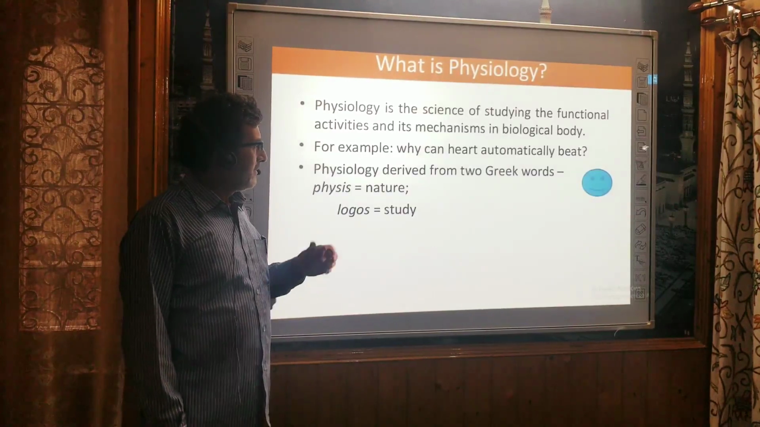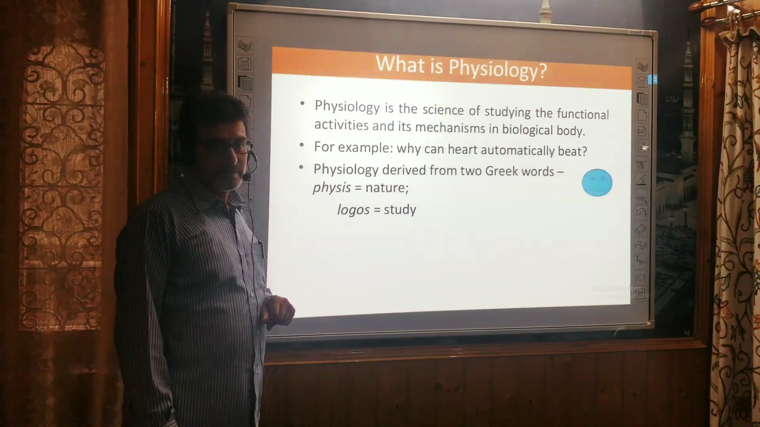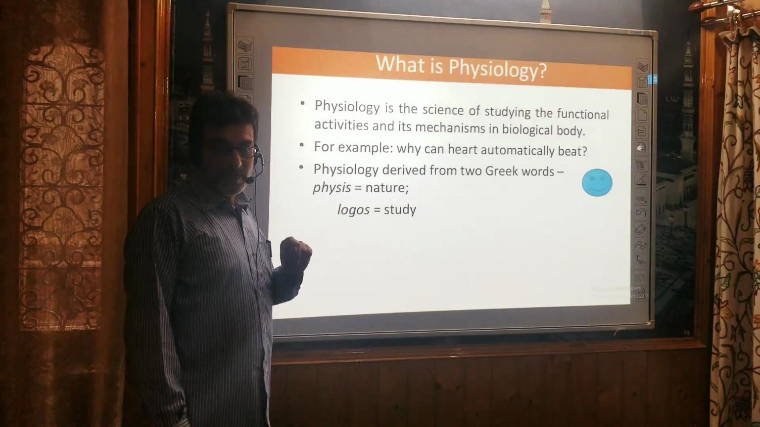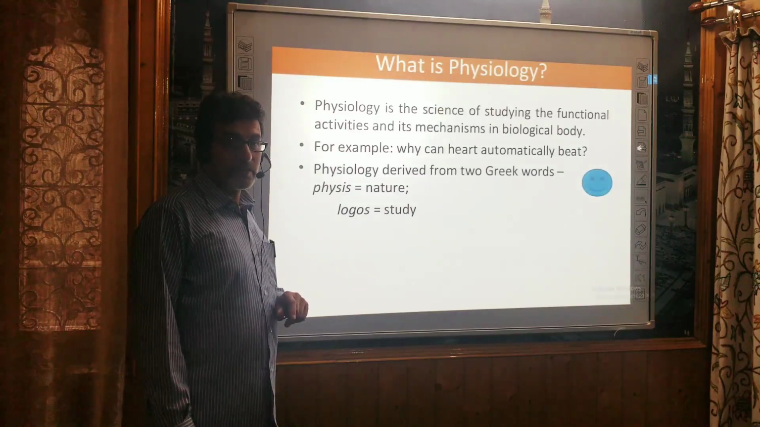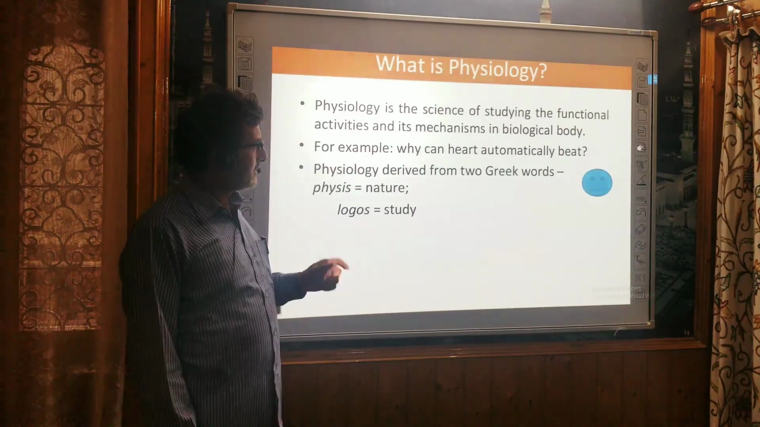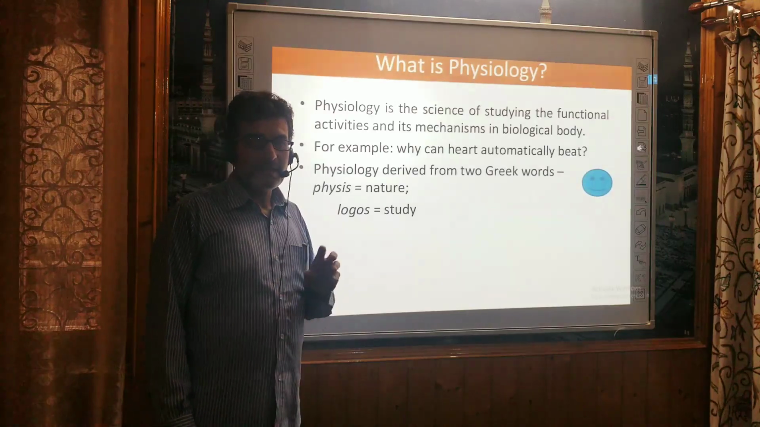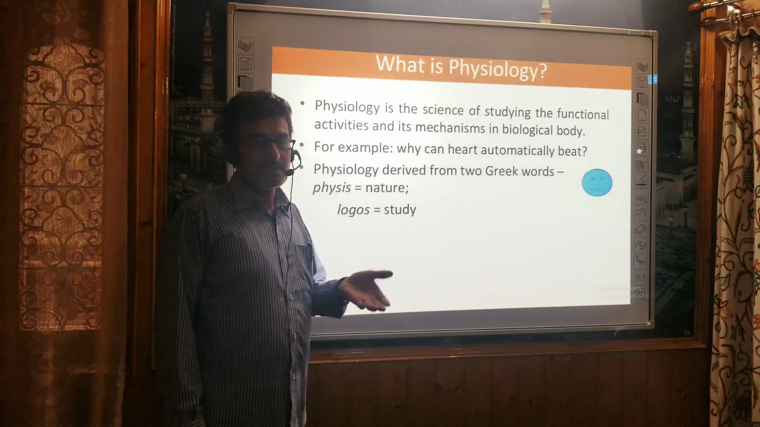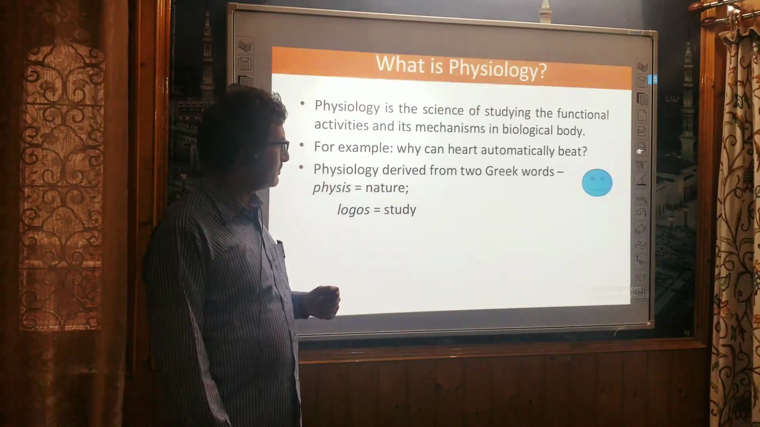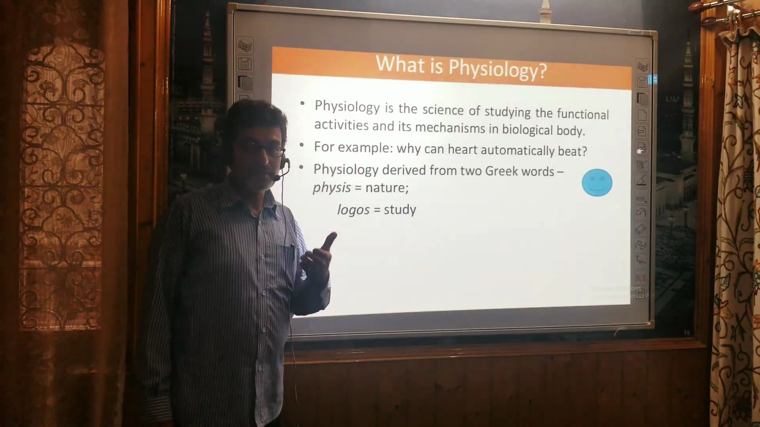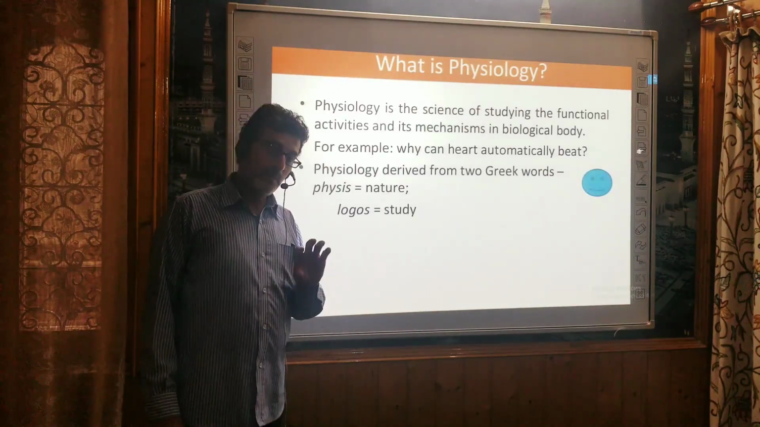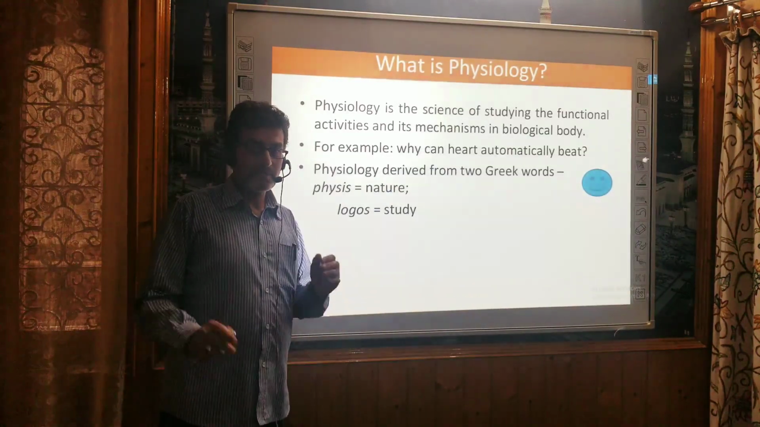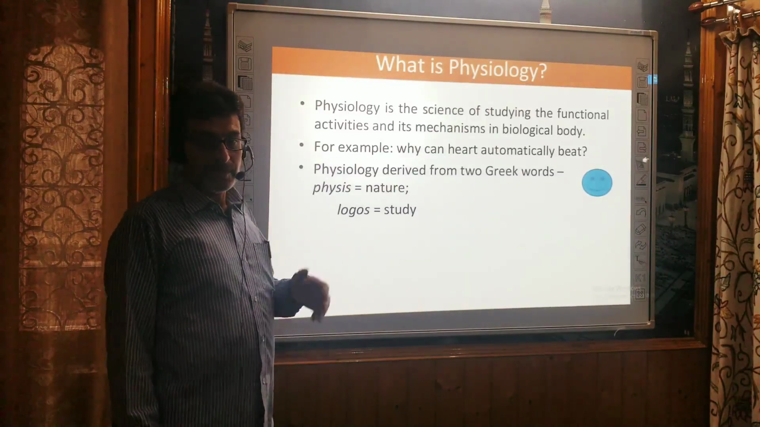For example, why can the heart automatically beat? The heart is a muscular organ. We know that the heart transports blood. In 1653, William Harvey was the first to discover that in our body the heart circulates blood and blood transports different substances to body cells. After this we learned that different organs perform their own particular function, and all those actions and activities are collectively performed by the body system.